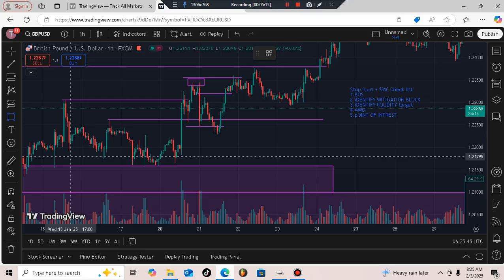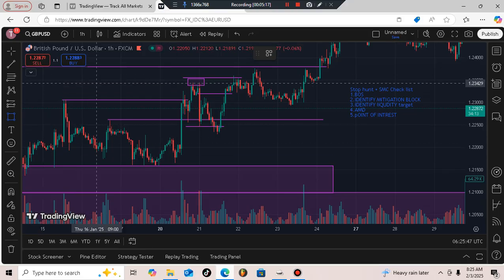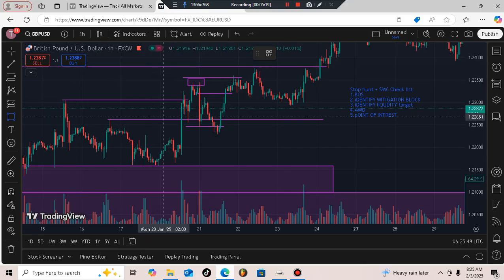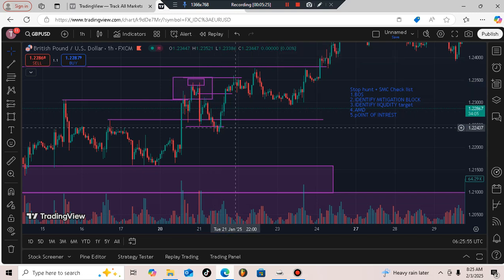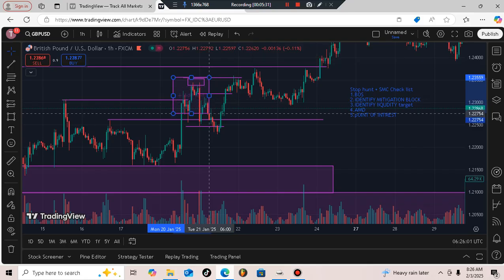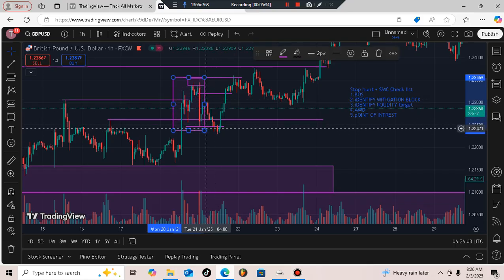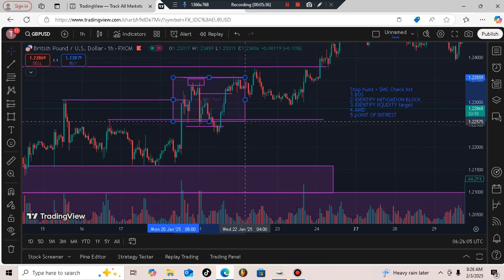Now we start looking for our accumulation, manipulation, distribution. Now this is very crucial for our stop hunt. As you can see, we have our accumulation there on top. We have our manipulation going down, and we have our distribution running away. So obviously, where the accumulation is, that will be also another key.